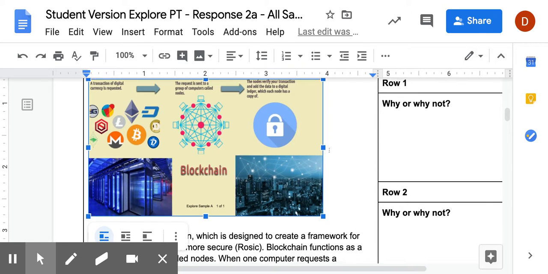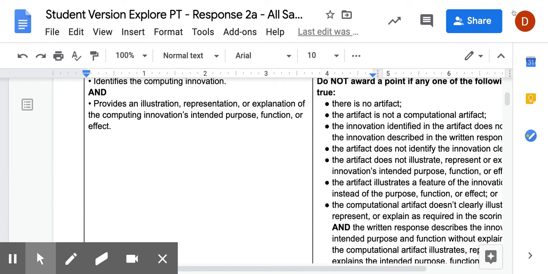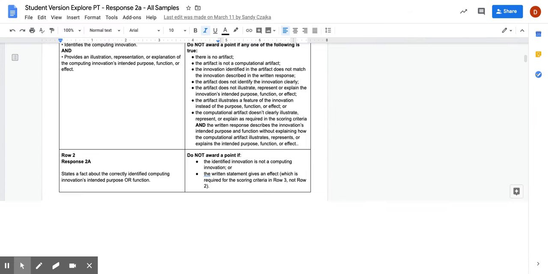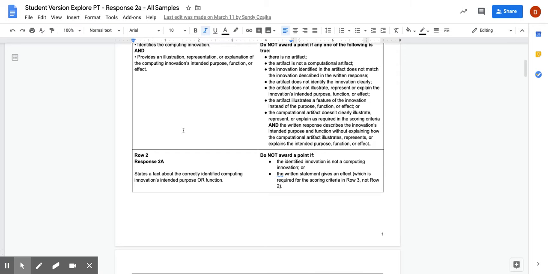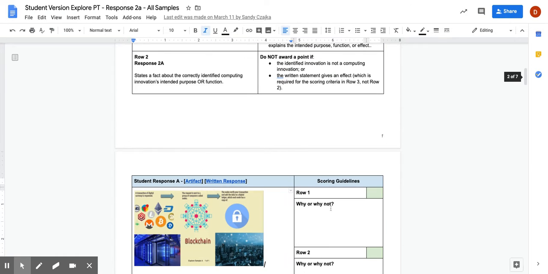Now the question is, if we go back to the scoring guidelines, once again for row 1: did the computational artifact identify the innovation? The answer is yes. It identified blockchain. Then, did it provide an illustration, representation, or explanation of the computing innovation's intended purpose, function, or effect? The answer there is yes. So we can go ahead and give row 1 a point.